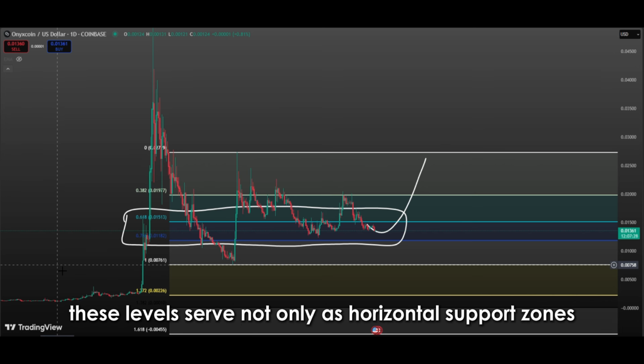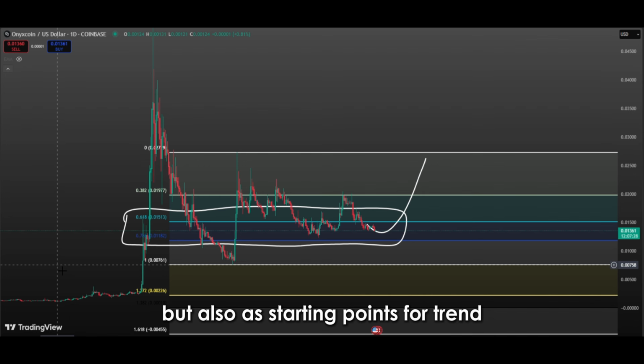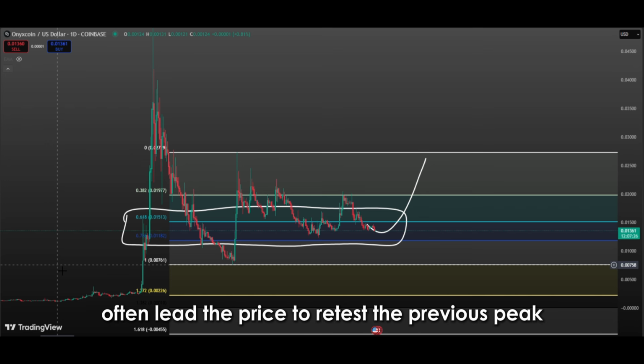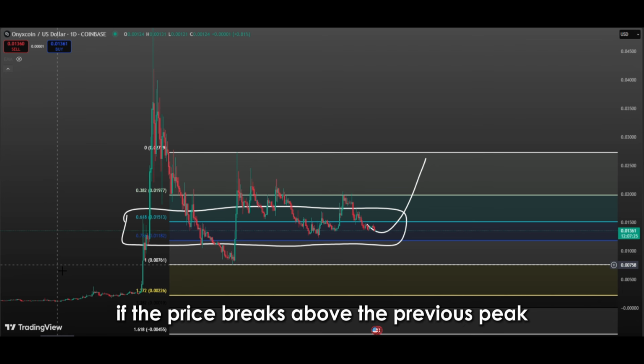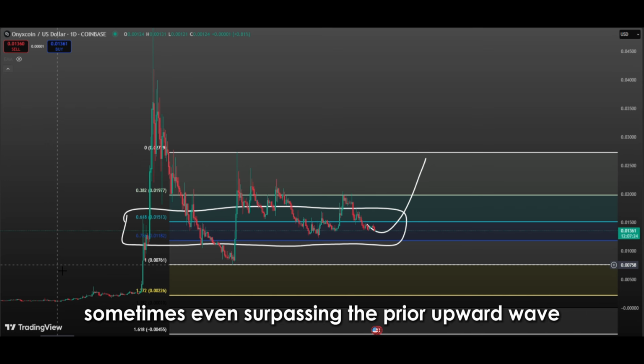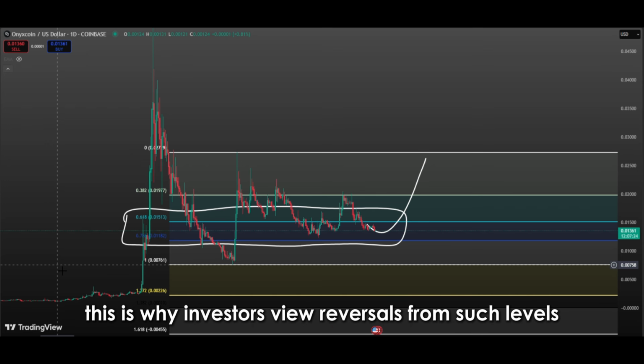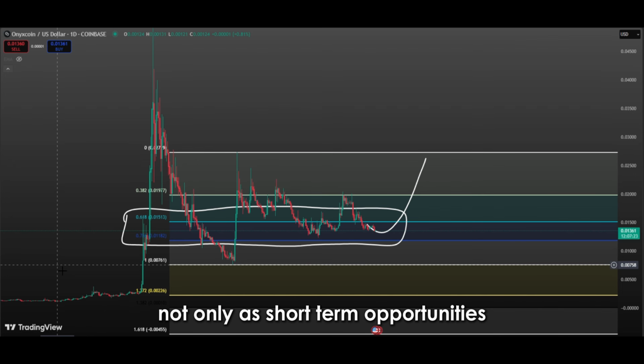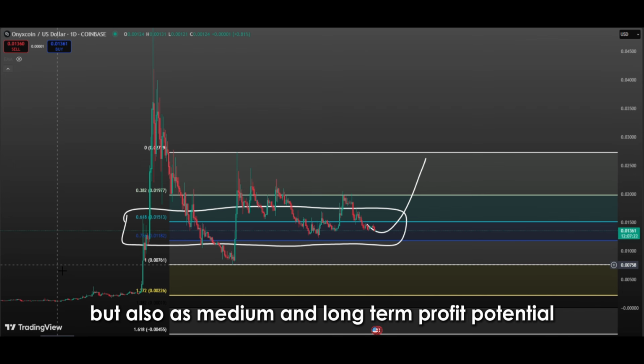These levels serve not only as horizontal support zones, but also as starting points for trend continuation patterns. In particular, reversals from the 0.618 level often lead the price to retest the previous peak. If the price breaks above the previous peak during this retest, it can gain much stronger momentum, sometimes even surpassing the prior upward wave. This is why investors view reversals from such levels not only as short-term opportunities, but also as medium and long-term profit potential.